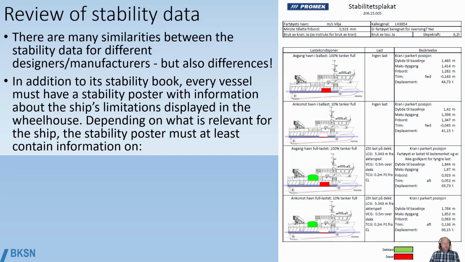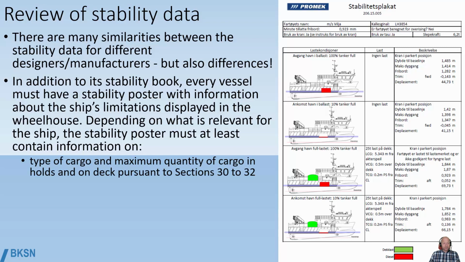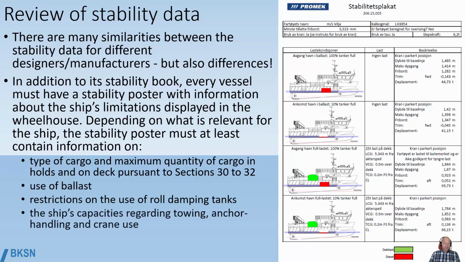In addition to a stability book, every vessel must have a stability poster in the chart house that has information about the vessel's limitations displayed in the chart house. And depending on what is relevant for the ship, the stability poster must at least contain information on the type and quantities of cargo that can be put in holds, tanks, and on decks, pursuant to sections 30 and 32 in the regulations. It must have information on the use of ballast, any restrictions on the use of roll damping tanks, and the ship's capacities and limitations with regards to towing, anchor handling, and the use of cranes.